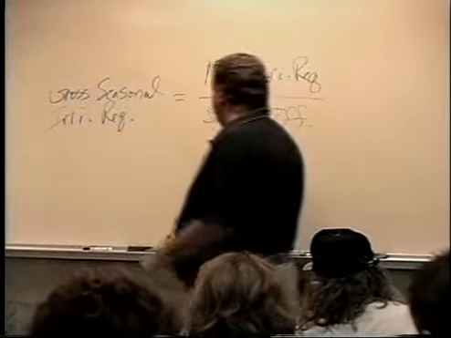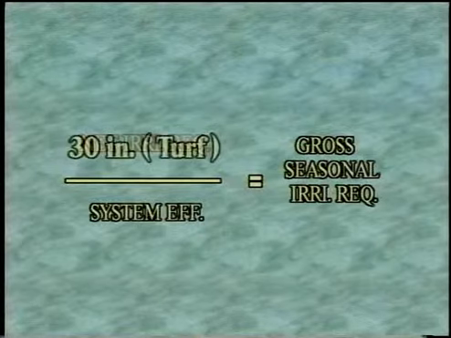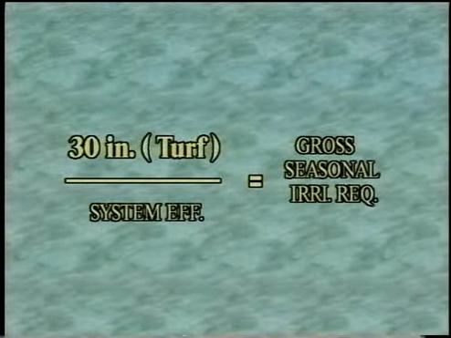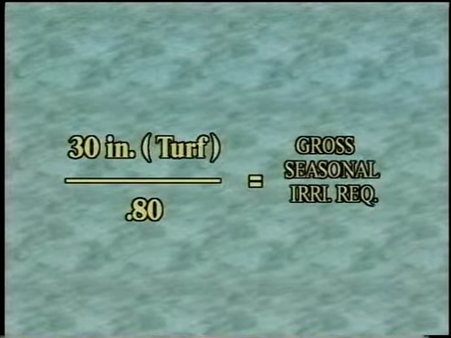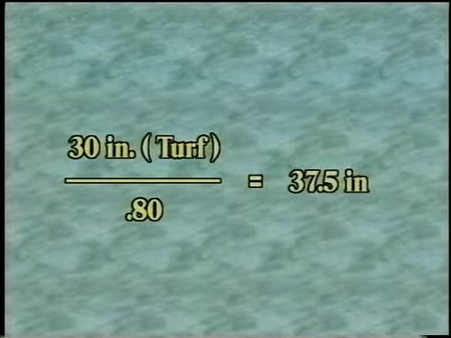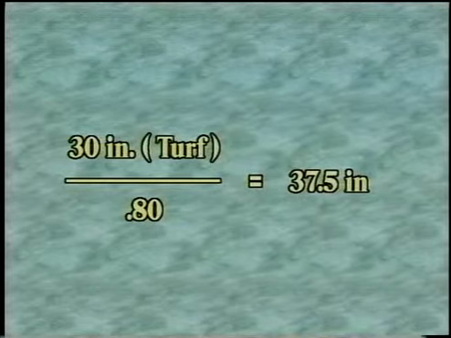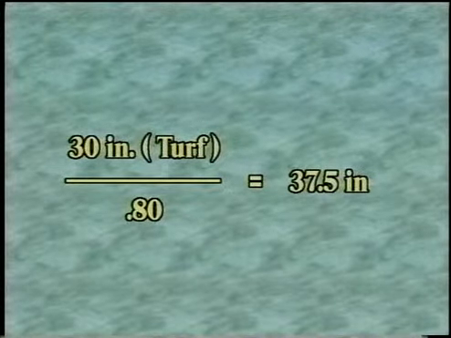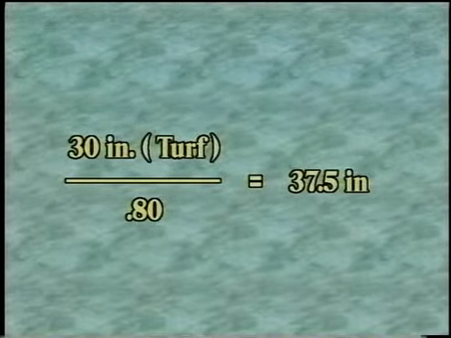So for example, we could say we needed 30 inches for turf. Our system efficiency was 80%, 0.8. We would get a value of 37.5. So we really need to irrigate 37.5 inches. The crop only needs 30, but we have to put down that much because we're 7.5 inches inefficient over the season. We just can't do it perfect.